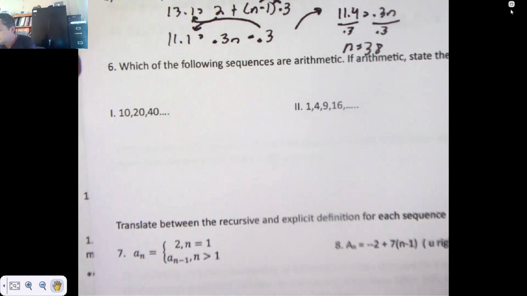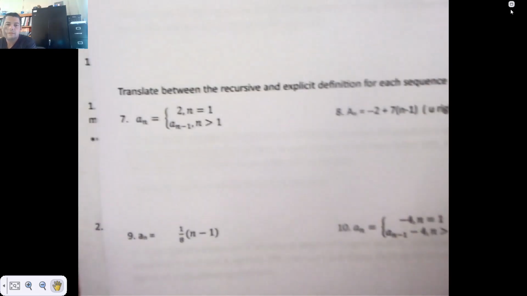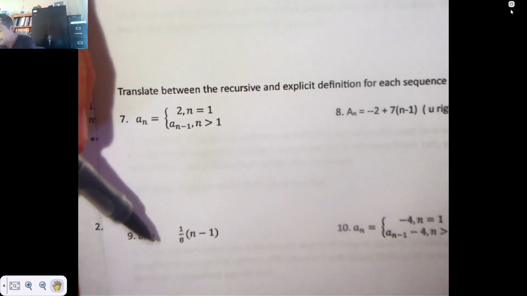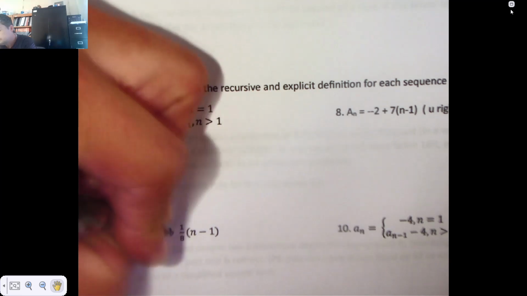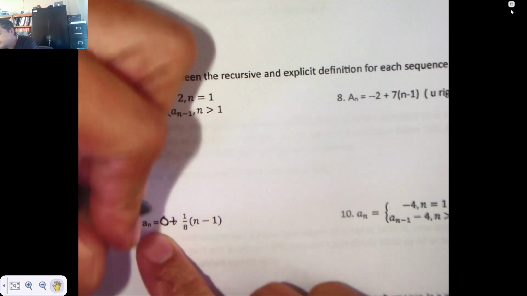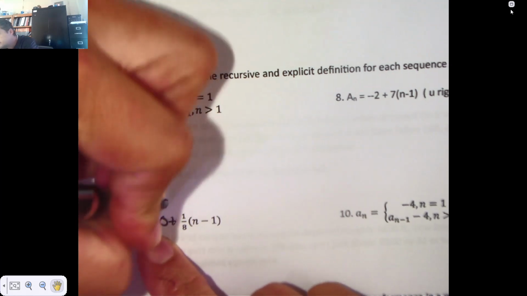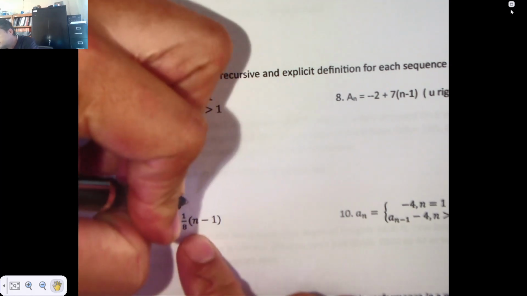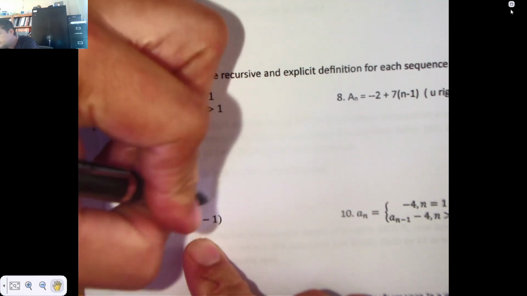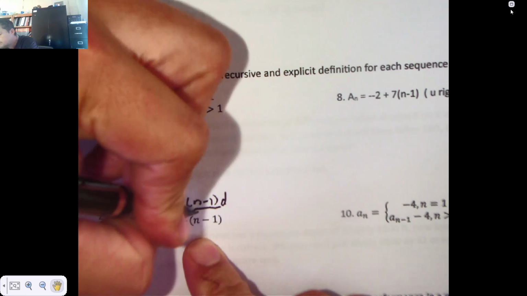I'm not going to do number 6. Let's see, your task here is to translate in between the two things. My only one I want to do here is this one. I left a blank here on purpose because you can always add 0. You can always add 0. And then I'm just going to write down the recursive rule in front of it. That way I can pick out my pieces. And they have the difference here. You can kind of think of this as your difference.